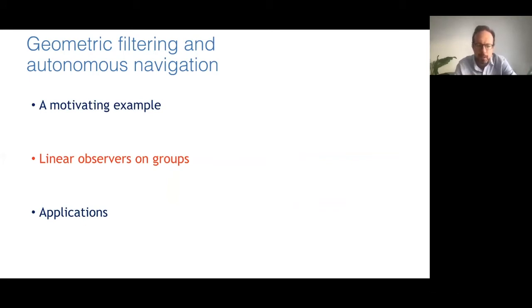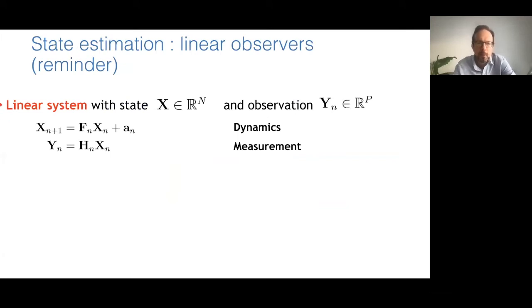So we've just seen an example from robotics, and now we're going to take a dive into the main theory: linear observers on groups and natural applications. So we're going to do a little bit of control. I'd like to remind you of the linear case before we go to the Lie group case.